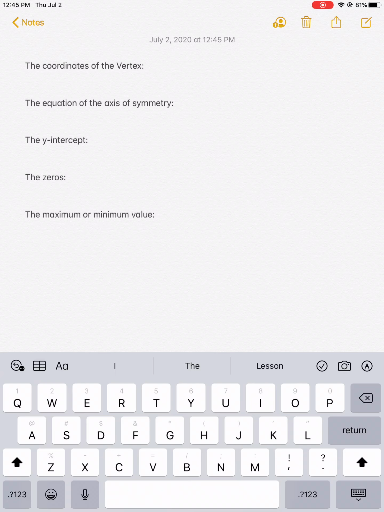Hey guys, for this question, there are a bunch of different things that you are going to have to be able to identify on a graph. These are the 5 things right here: the coordinates of the vertex, the axis of symmetry, y-intercept, zeros, and max and min value.